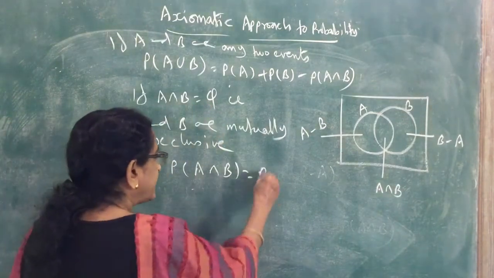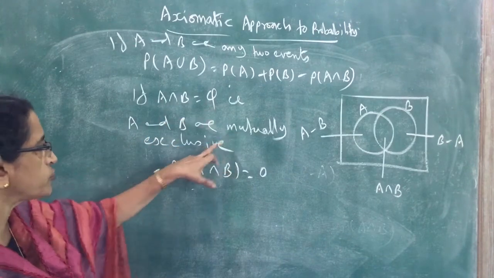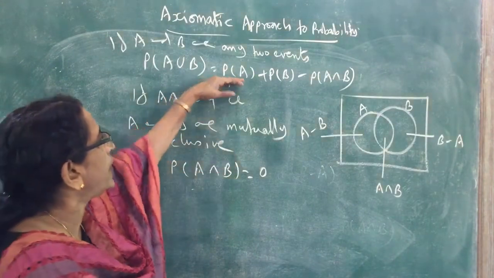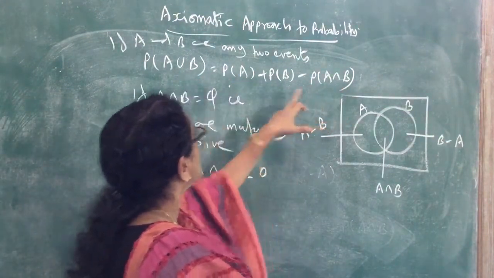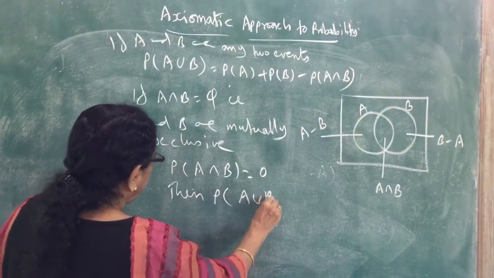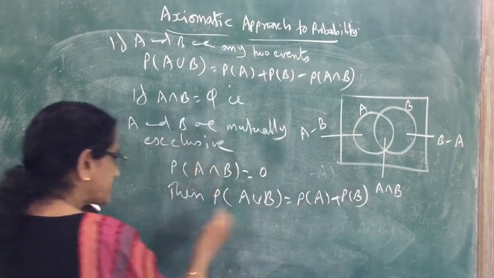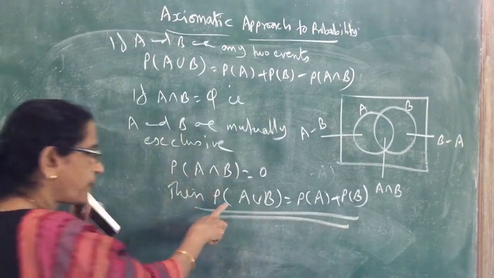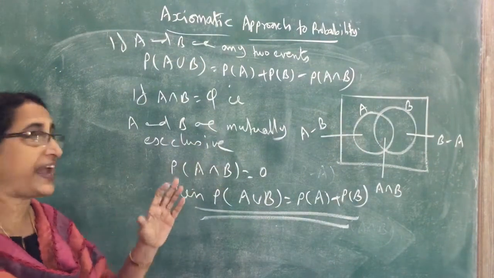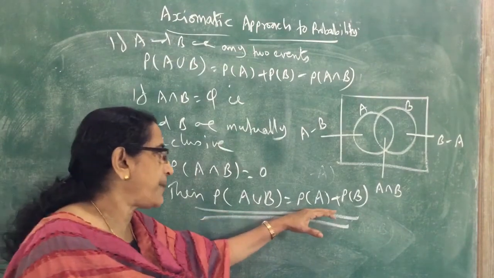So in this case, if A and B are disjoint, A intersection B is null set, that means they are mutually exclusive, then probability of A intersection B is 0. So when we apply this value in the formula, probability of A intersection B becomes 0. Then probability of A union B equal to probability of A plus probability of B. So that is a very important formula. We can use this formula only when A and B are mutually exclusive.